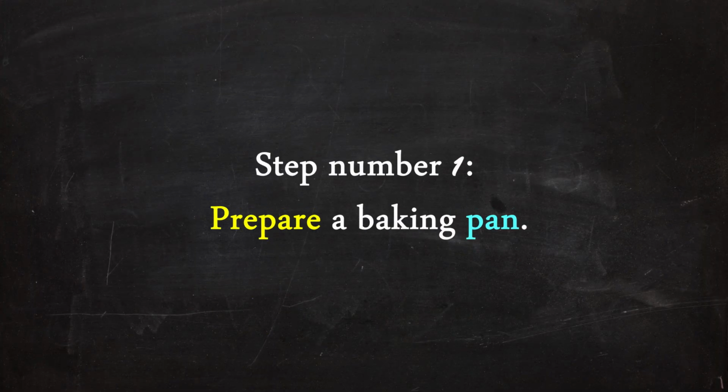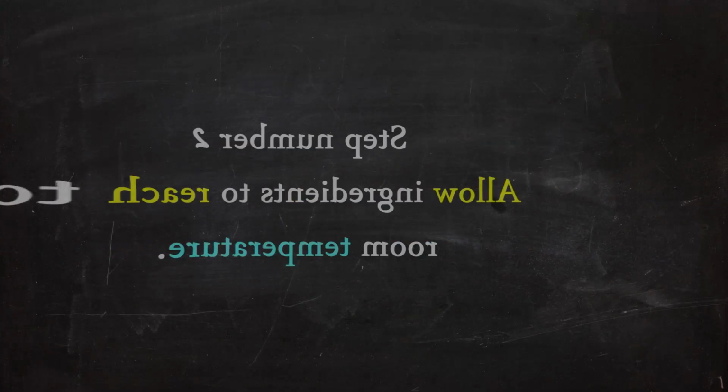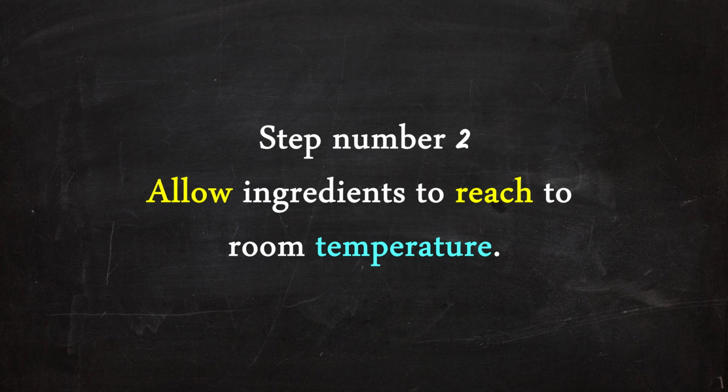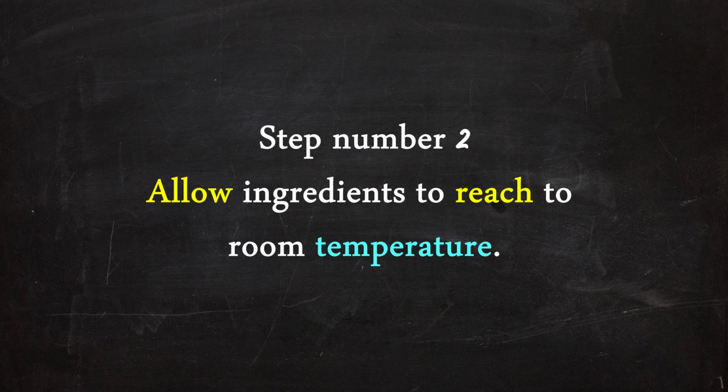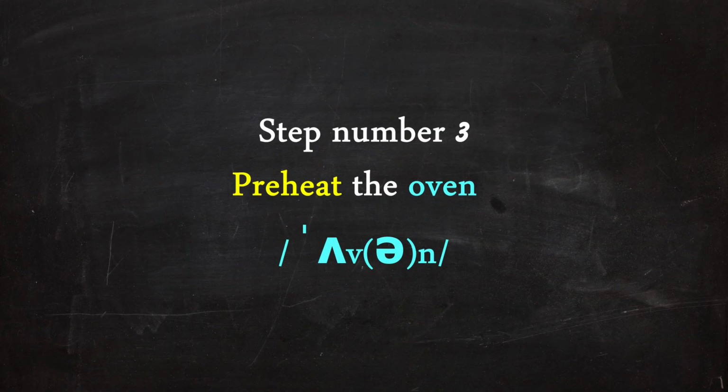Step number 1, prepare a baking pan. Step number 2, allow ingredients to reach room temperature. Step number 3, preheat the oven.